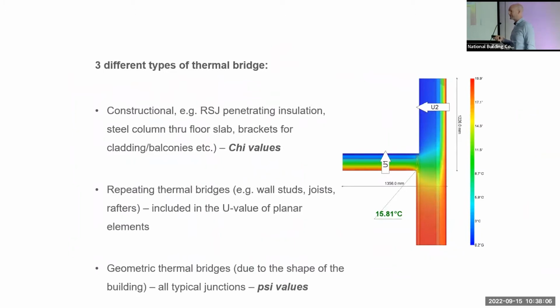3 different types of thermal bridges that we typically find. Constructional thermal bridges, so you might have, for example, an RSJ penetrating insulation at a floor level to support an opening for a kitchen extension, whatever it might be. And what can happen is we can have lots of these different types of constructional thermal bridges happening in a building in isolated spots. There may be only 1 or 2 of them, and they can often just get ignored.